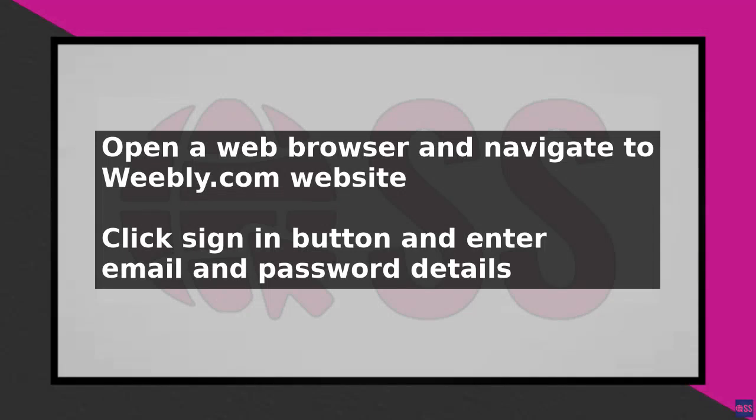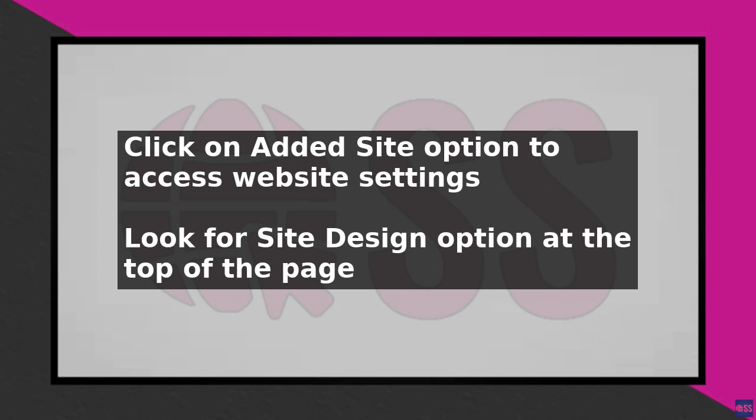To change the background color of a page on Weebly, start by opening a web browser and navigating to Weebly.com. Click on the Sign In button at the top right corner of the page. Then enter your email and password to access your account overview. From there, you'll see various options, including website, items, orders, and settings.